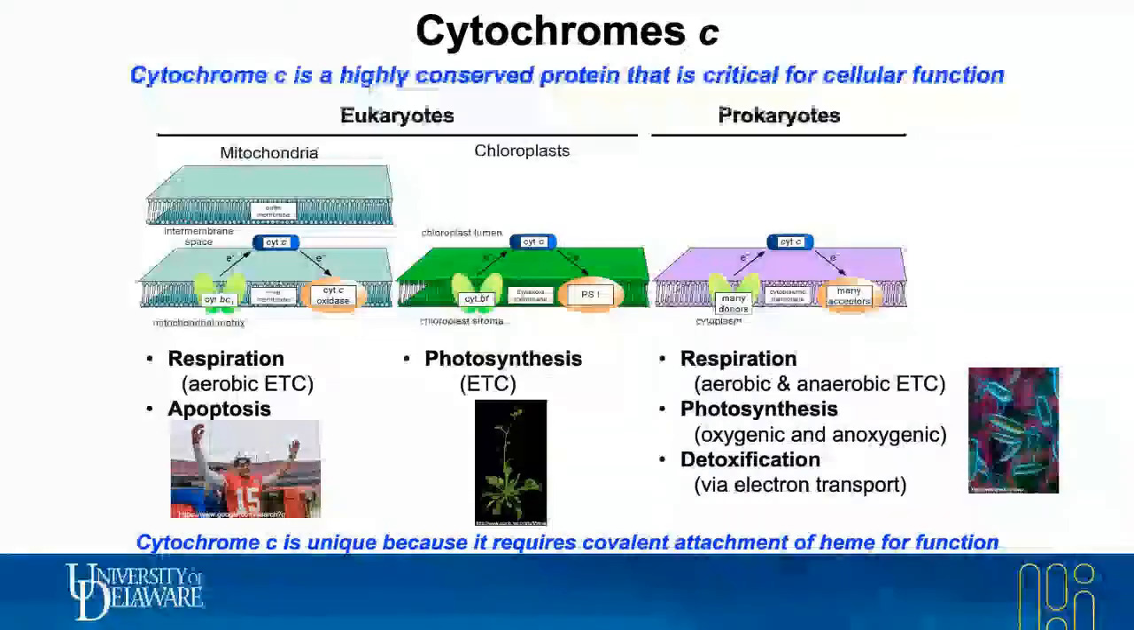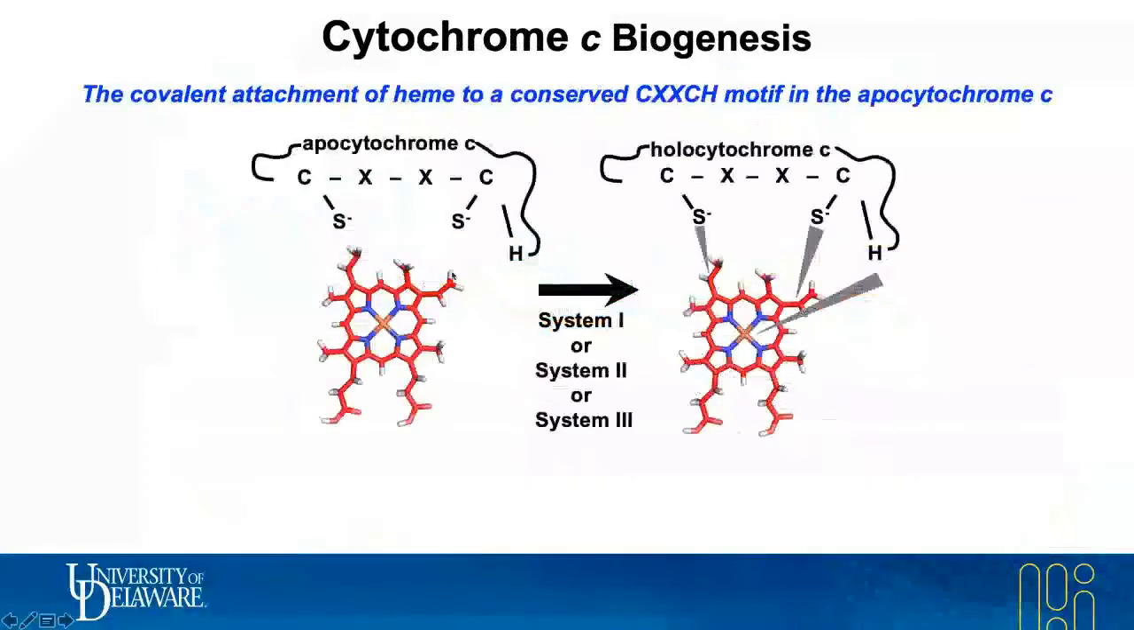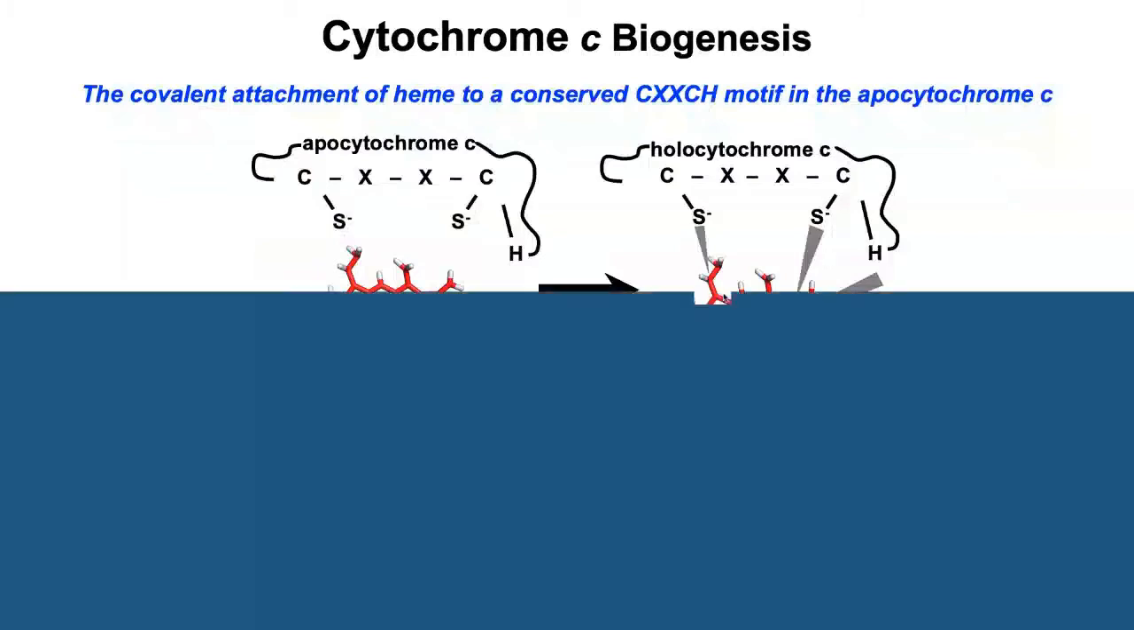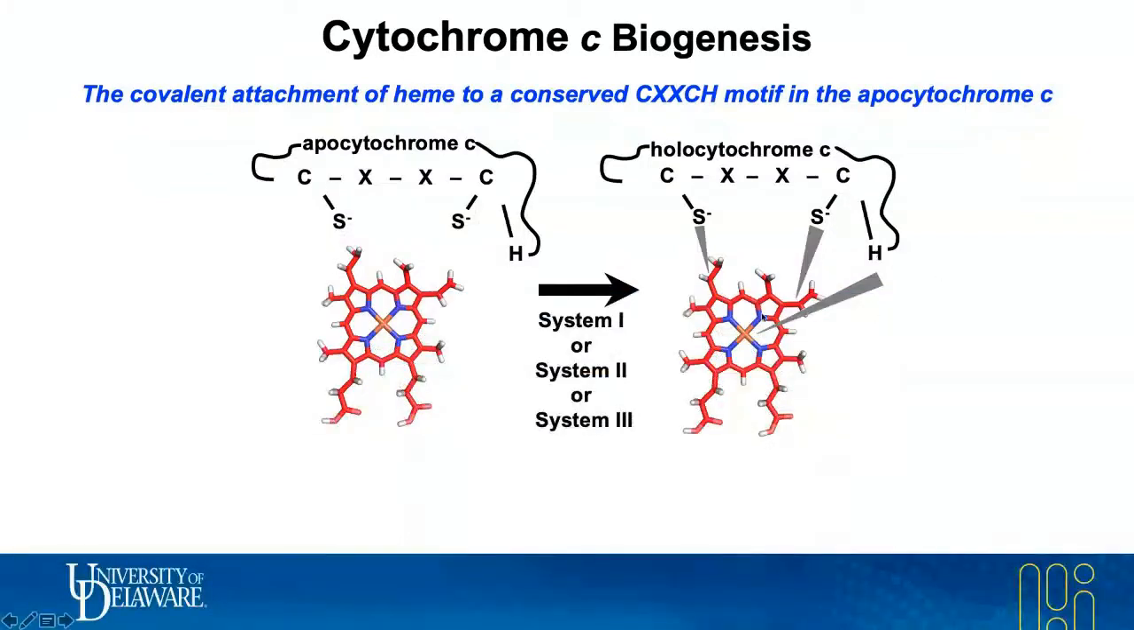And cytochrome Cs are unique because they require the covalent attachment of heme for proper folding and function. And heme gives cytochrome C its unique redox properties, which allow it to perform all these various functions. So when I talk about cytochrome C biogenesis, I'm really talking about the covalent attachment of heme to a conserved motif in apocytochrome C. All cytochrome Cs contain a cysteine-XX-cysteine-histidine motif. And when the cysteine thiols are brought in close proximity to the heme vinyl groups, you get covalent thioether bond formation. And then the histidine coordinates with the heme iron.